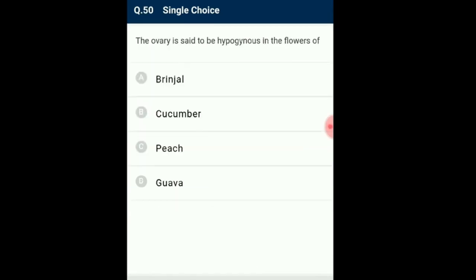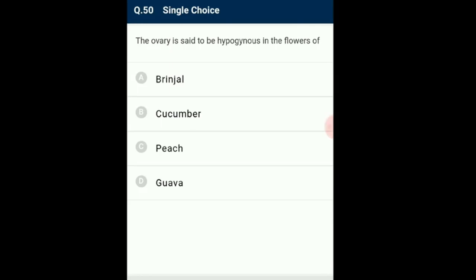Question number 50. The ovary is said to be hypogynous in the flowers of. The flowers of angiosperm plants can be categorized depending on the arrangement of whorls around the gynoecium. Epigynous flowers have an inferior ovary, as the thalamus surrounds the ovary and may even fuse with it. The other whorls develop over the thalamus. This arrangement is shown in guava, cucumber, and ray florets of sunflowers. If the ovary is above the thalamus, that is, superior to the other whorls, this arrangement is called hypogynous. Examples: mustard and brinjal develop such flowers.